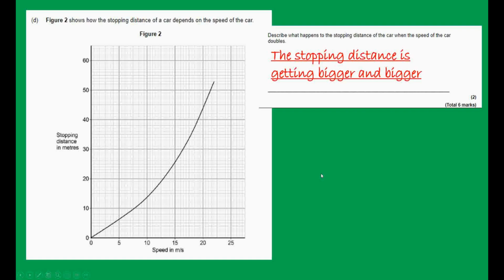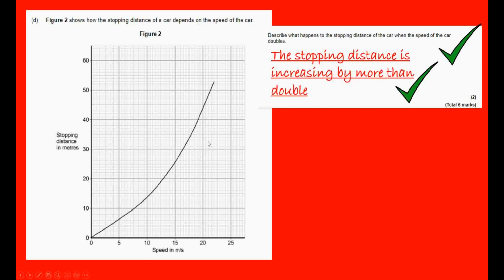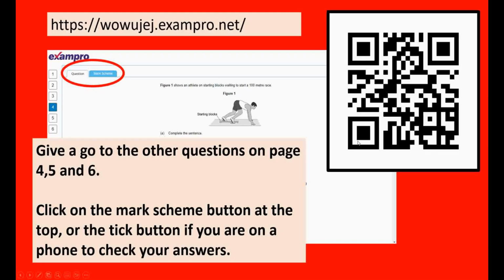Okay, moving on. They get 1 mark because the stopping distance does get bigger. It increases. But the key is it's not a straight line. It's not directly proportional. So it gets bigger than double. When you double the speed, you more than double the distance in meters. Stopping distance is increasing by more than double. That gets both marks.